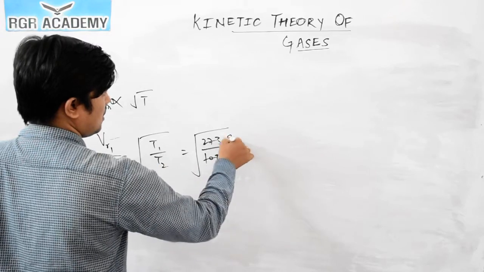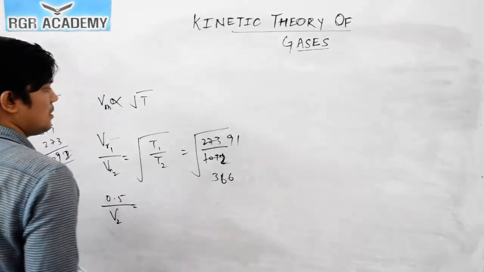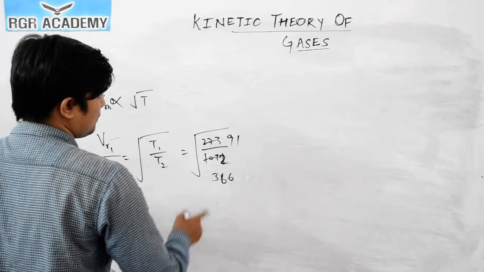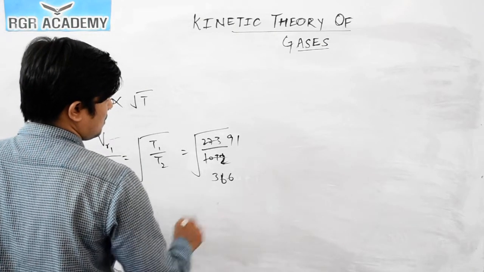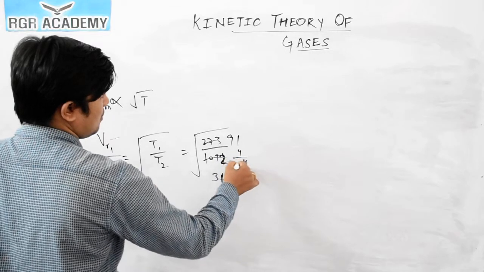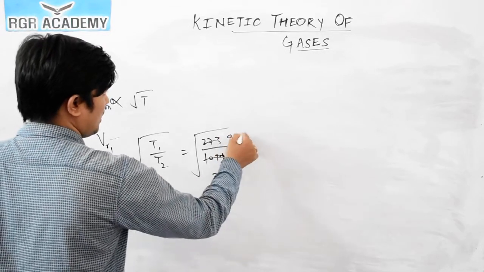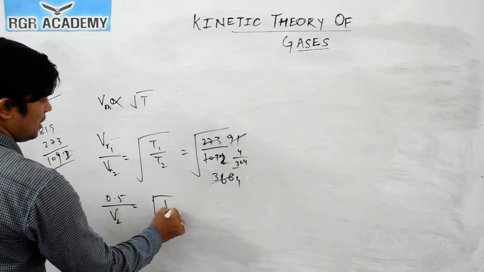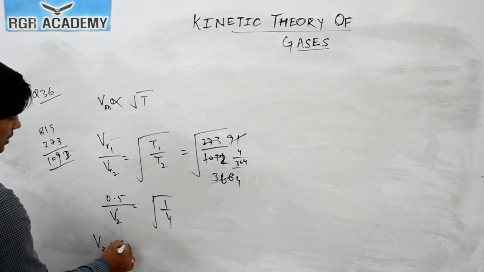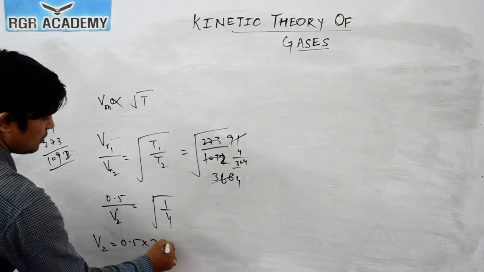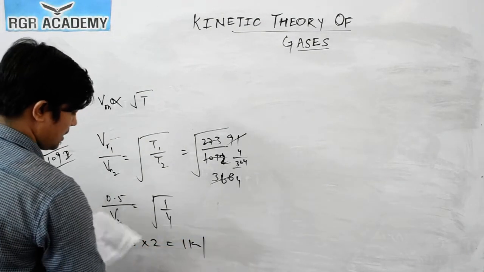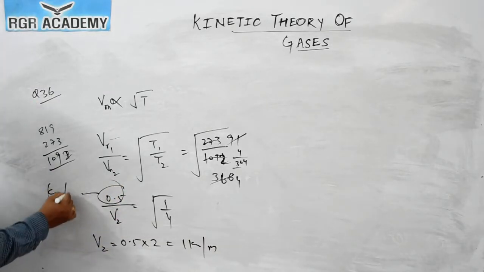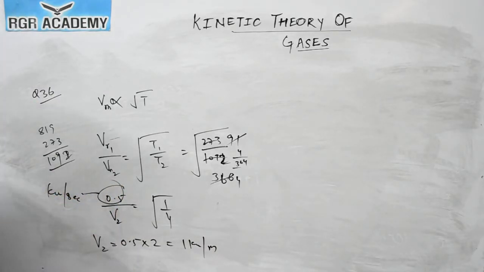So we can cancel it by 4, approximately it will be under root of 1 by 4. So V2 we can write as 0.5 into root of 4, which is 2, so that is 1 kilometer per second, because this velocity is given in kilometer per second, so the final answer will also be in kilometer per second.